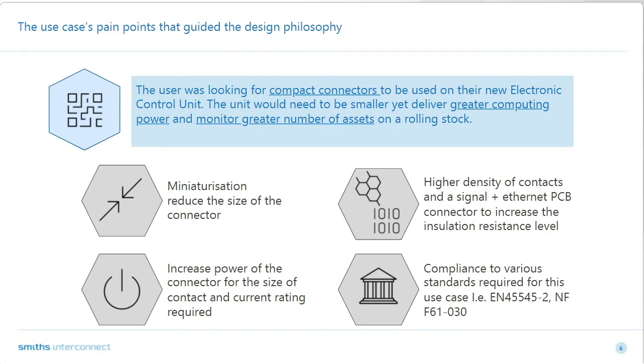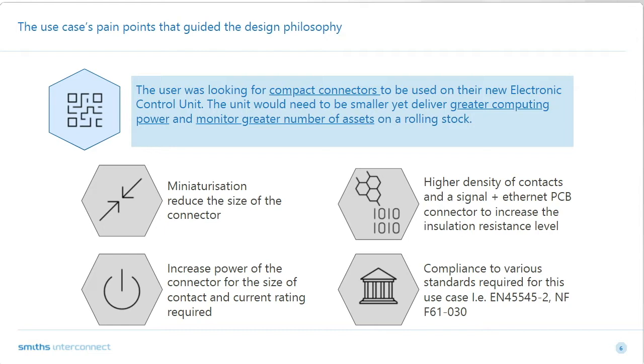The user was looking for compact connectors to be used with the new electronic control unit. It's quite a complex electronic system that they were trying to come up with for the next generation. The unit would need to be smaller, yet deliver greater computing power and monitor a greater number of assets on the rolling stock. Some of the key points they wanted us to capture in our requirements document are, first and foremost, miniaturization, to ensure that we reduce the size of the connector, because it plays a pivotal role in the architecture of the overall design.